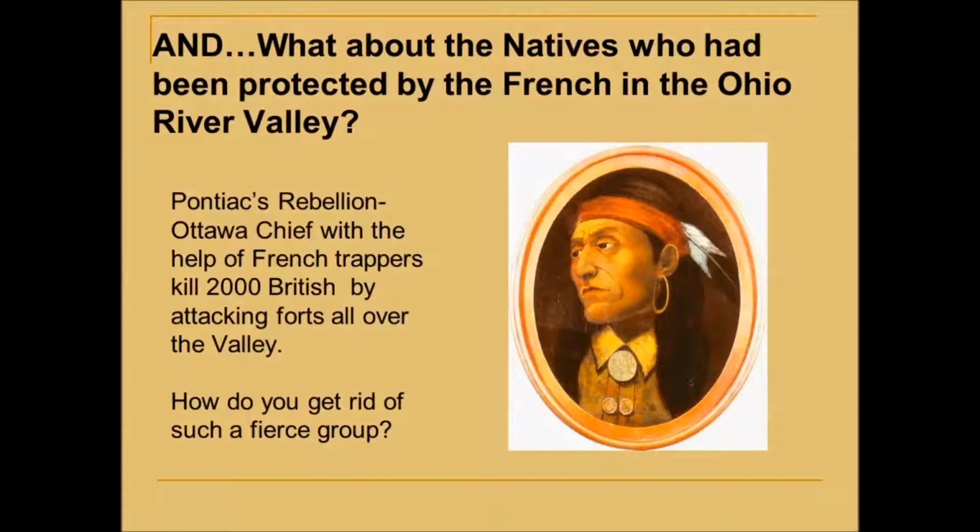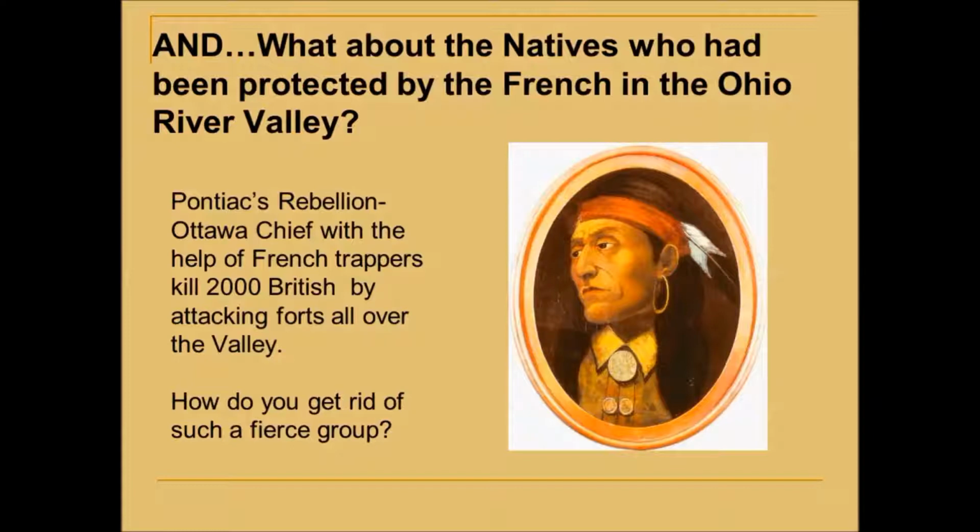One great example is an Indian leader by the name of Pontiac. Pontiac is going to take his future into his own hands, and he's going to start a rebellion. He's an Ottawa chief, and there are French trappers still in the area, and they're friends. So Pontiac convinces these French trappers to help go after the British and attack forts all over the valley, hoping to scare them out. His hit and run attacks end up killing 2,000 British.